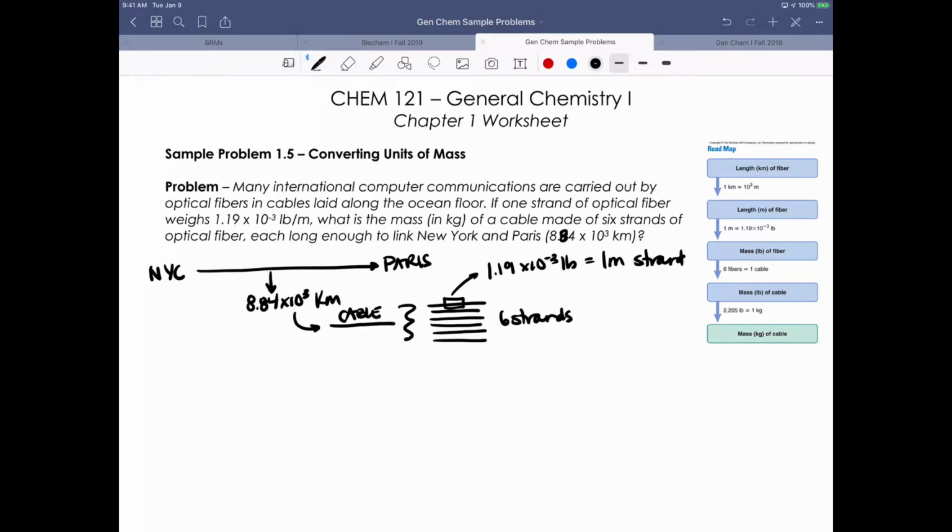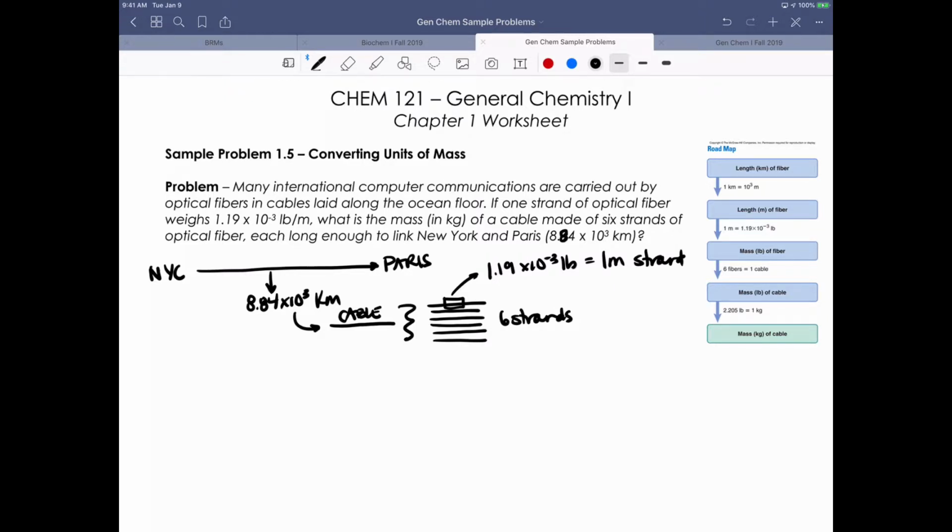And why this is important is that it's easy to go through everything we have for the problem, but then find out that we would have ended up calculating the mass of one strand. If we're going to make a cable, the mass of that cable is actually going to be 6-fold higher, because 6 strands make a cable. So again, a picture might help us make sure that we put all of these pieces together.